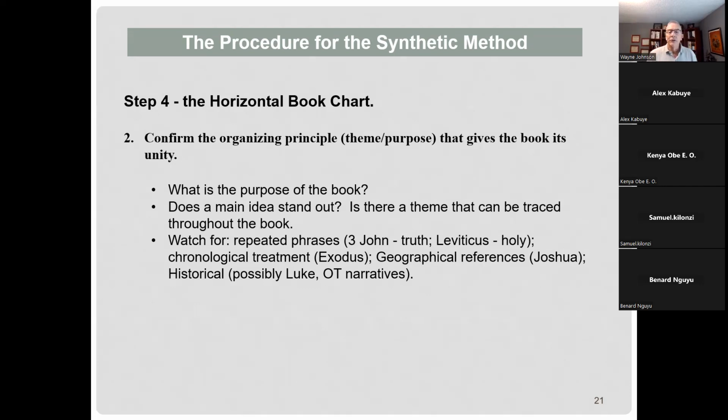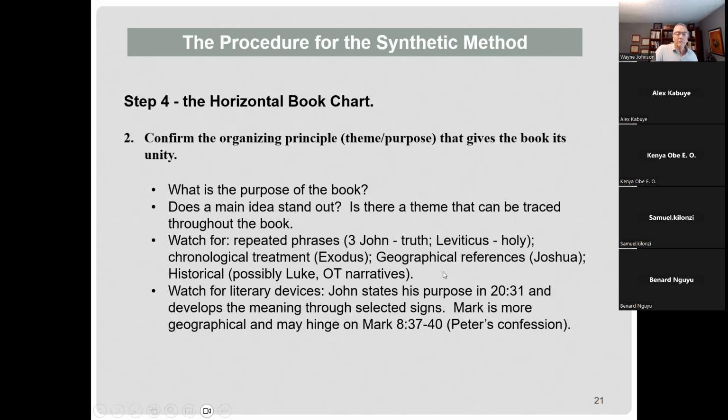Watch for repeated phrases. In 3 John, truth is repeated a lot. In the Book of Leviticus, the word holy is repeated at least 90 times. There may be chronological treatment, or geographical references, as in the book of Joshua, or historical. So different books will have different organizing principles and ways they proceed, which will influence how you would organize or outline if you were outlining. Watch for literary devices, like John stating his purpose in chapter 20, verse 31. Mark is more geographical.